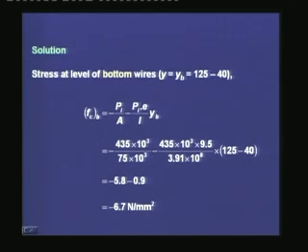Similarly, the stress at the level of the bottom wires is given by substituting the distance of the bottom wires from the CGC. Here the distance is the same, which is half the depth minus the effective cover, and when we substitute this value of y in the expression of the stress, we get the stress at the level of the bottom steel, which is minus 6.7 Newton per millimeter square, and we see that the stress at the level of the bottom steel is higher than the stress at the level of the top steel.